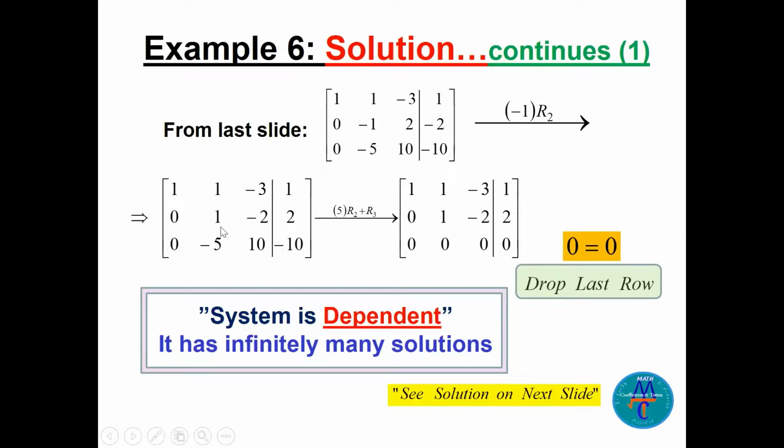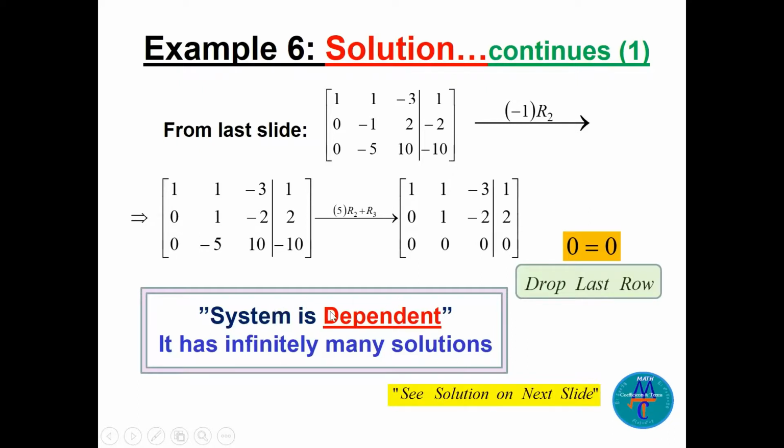Now we need to change this minus 5 to 0. The opposite of minus 5 is 5. So I multiply all row 2 by 5. So I get here 0. 5 times minus 2 is minus 10. I add to 10, I get 0. Here I get also 0. 0 equals 0 is correct. So I can drop the last line.